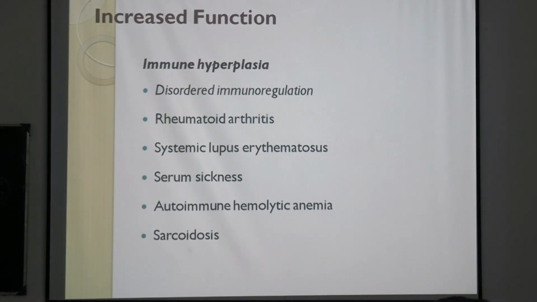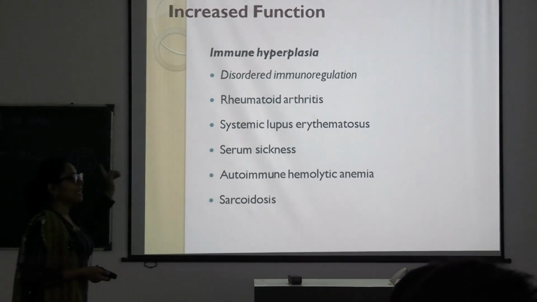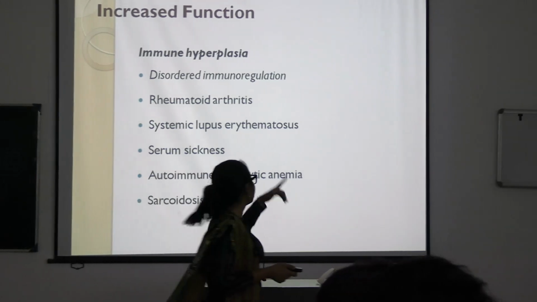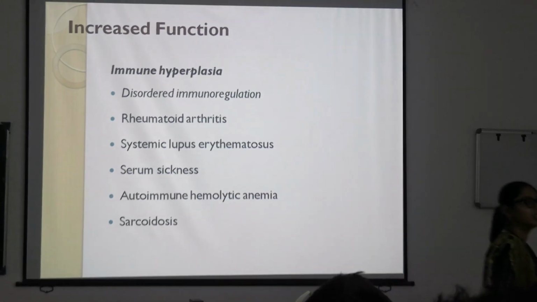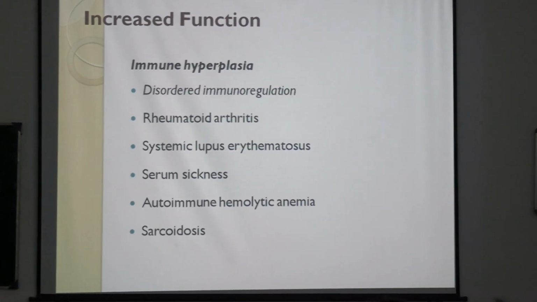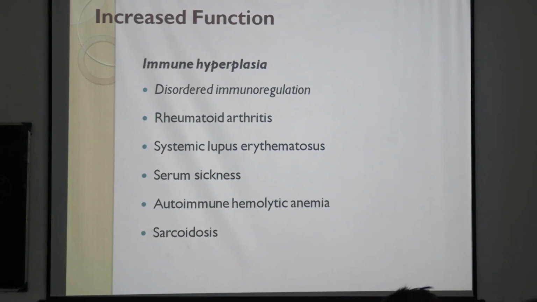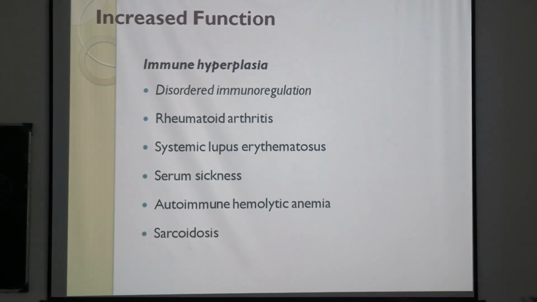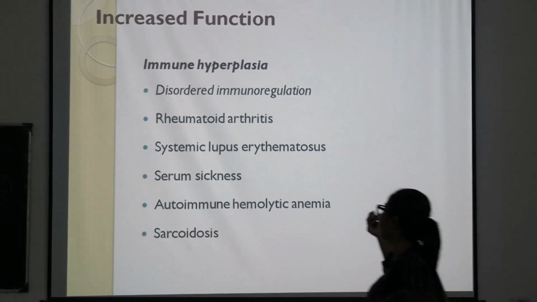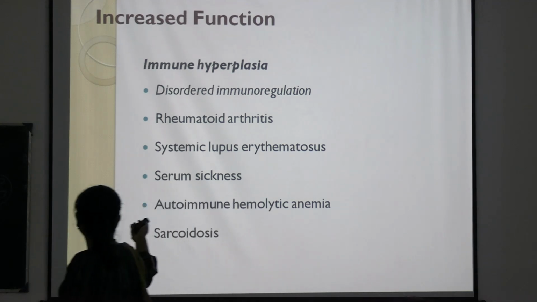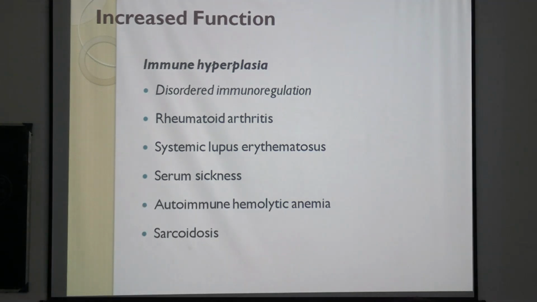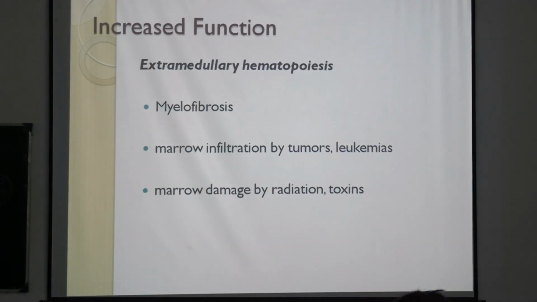Continuing with immune hyperplasia: rheumatoid arthritis, SLE. What are these? In the last slide we spoke about infective disorders. These are all autoimmune disorders. The body's own immunity is acting up against itself, right? So rheumatoid arthritis, systemic lupus erythematosus, autoimmune hemolytic anemias, all this.